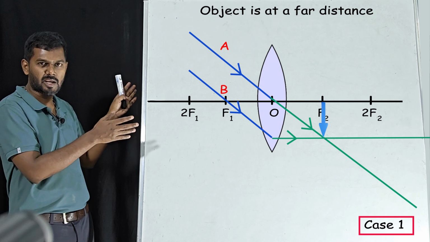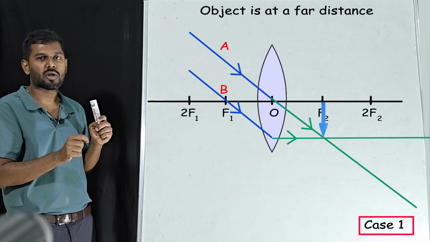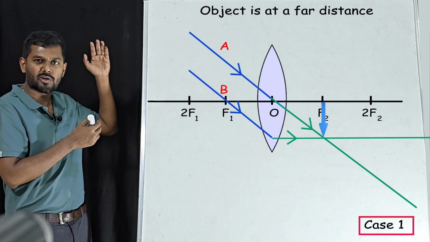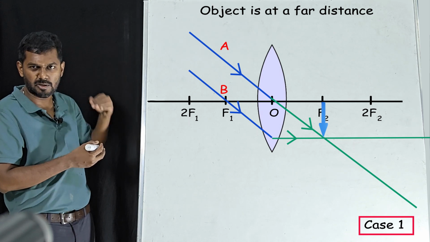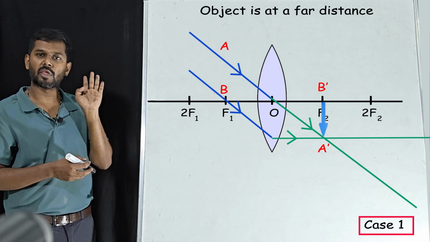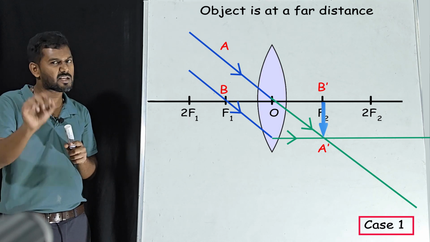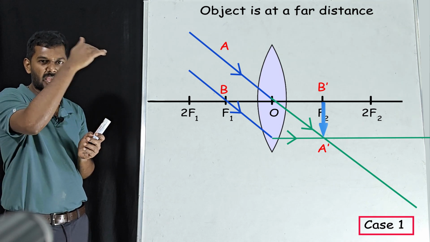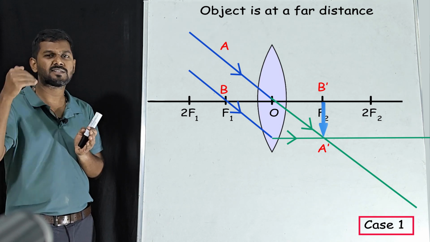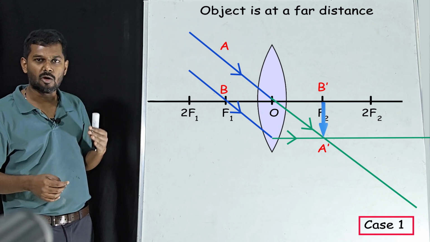Now once you draw the ray diagram, once you get the image, you have to denote the points with some letters. So for the object, if you have taken AB, here you have to take it as B dash A dash, because it is inverted. The dash represents it is an image. AB became B dash A dash because it is inverted. It is facing downward, correct?